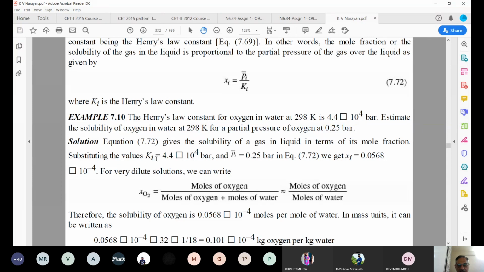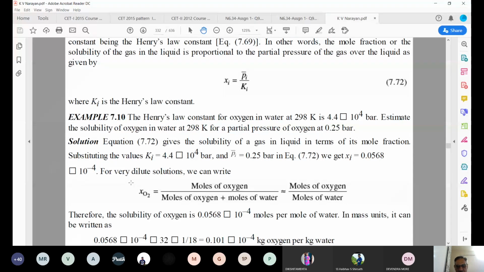So substitute the value of Ki equal to 4.4 into 10 to the power of 4 bar and Pi, ये partial pressure जो है 0.25 bar, we'll get Xi equal to 0.0568. Simple substitution है ये. Just to demonstrate how Henry's law constant, Henry's law equation can be used. ये इधर substitute किया Ki का value, Pi bar का value use किया, you get Xi equal to 0.0568 into 10 to the power of minus 4. Because the 10 to the power of 5 denominator में गया, 4 denominator में गया, it will become 10 to the power of minus 4.